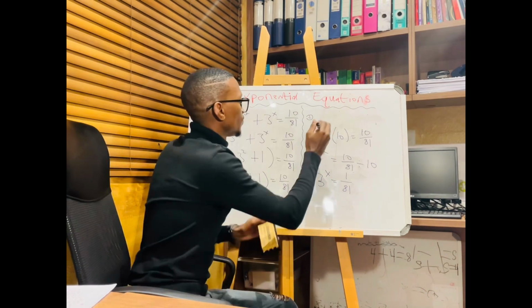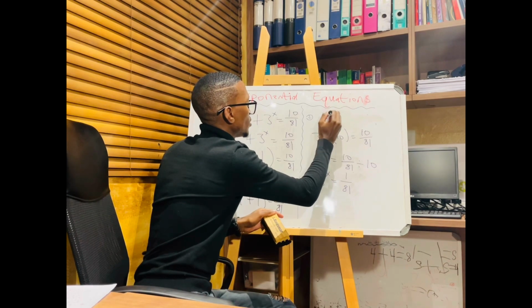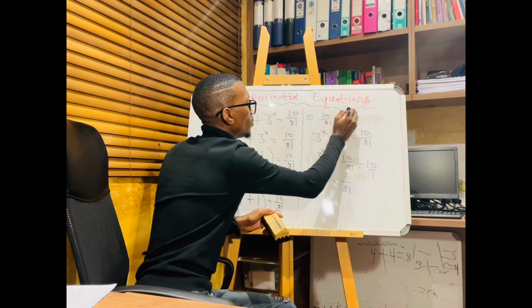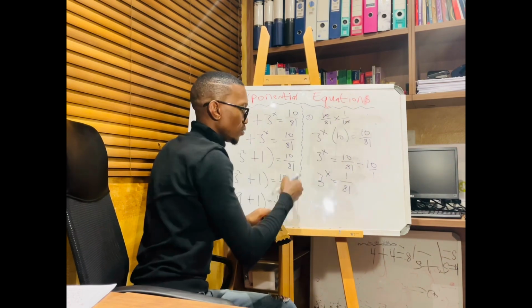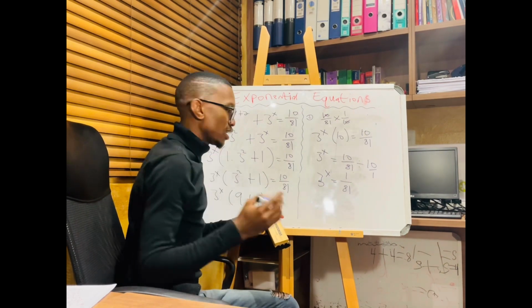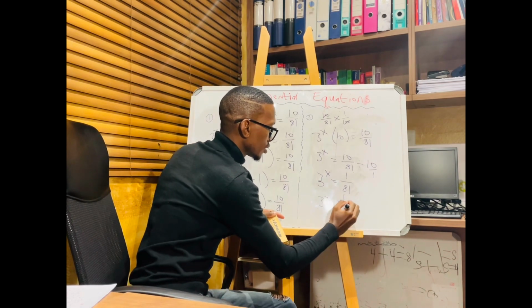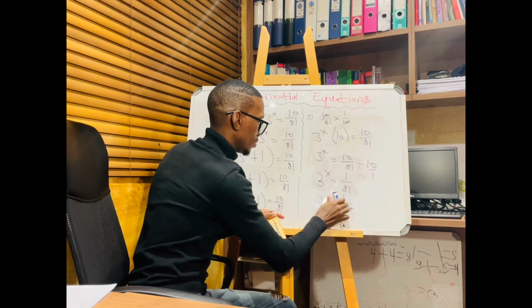Check. It's 10 over 81. Change the division to multiplication: this is the same as 10 over 81 times 1 over 10. Then the 10s cancel out and it's 1 over 81. This is how I showed you guys. Now check: 3 to the power x is the same as 1 over 3 to the power 4.